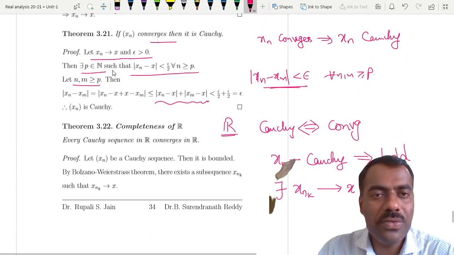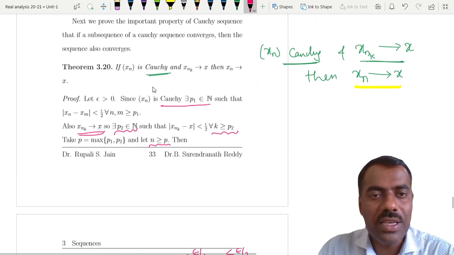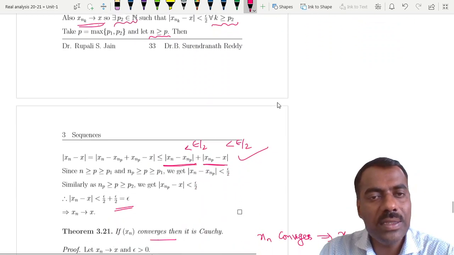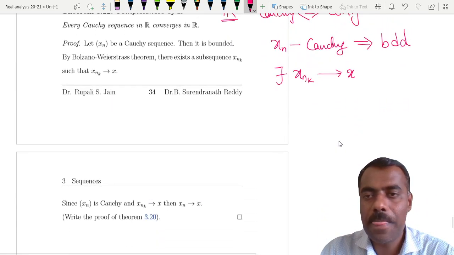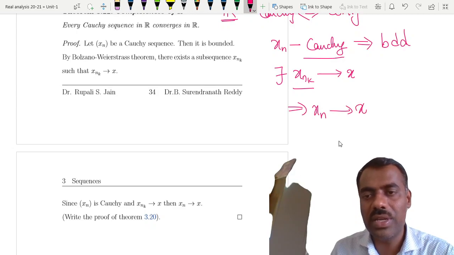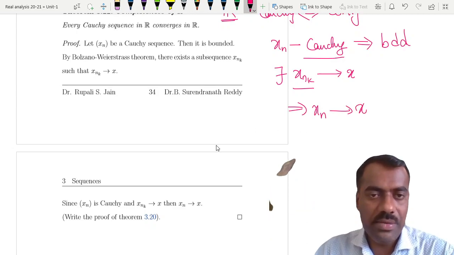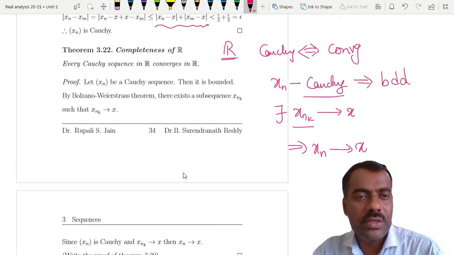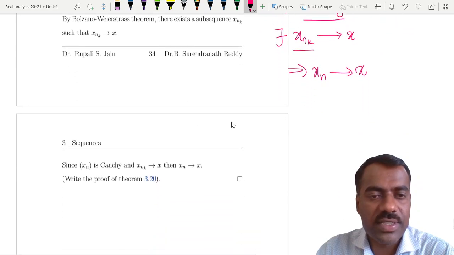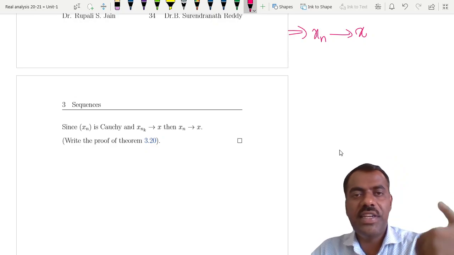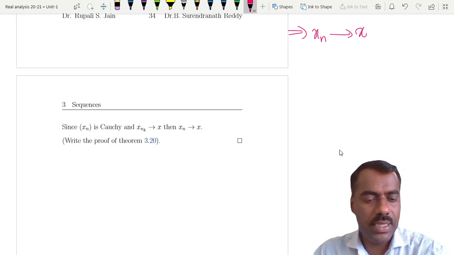Now just use the previous result. It says that if you have a Cauchy sequence and a subsequence converging to some point, then the original sequence also converges. So xn is a Cauchy sequence and x_{n_k} is a subsequence of it converging to x, which implies xn also converges to x, right? So it is a simple application of the Bolzano-Weierstrass theorem. It says that every Cauchy sequence in R converges. In the next class, we'll see the nested interval theorem and other interesting results.